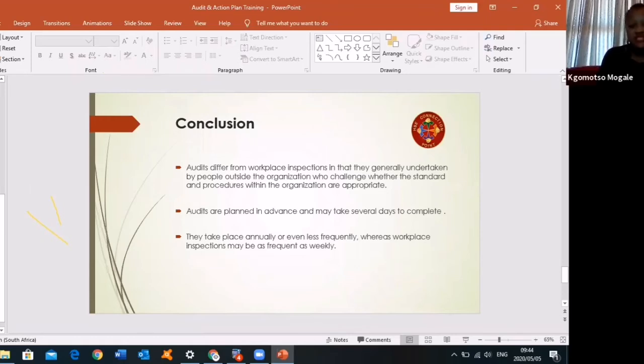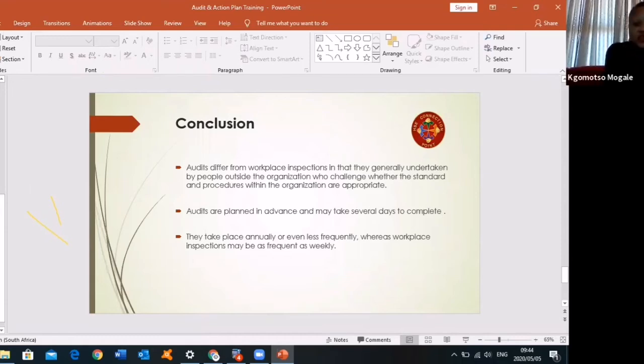And audits are planned in advance and may take several days to complete. So, like I said, it's not something where they say tomorrow we are coming for an audit. They will tell the company in advance so that we can make sure everything is in order. And some of the audits may take days. Like I said, they might come for the whole week, because of pushing an audit into one day, the companies are trying not to pay the auditors for the whole week. They want to squeeze everything in. It's not working, because sometimes we end up missing important stuff.